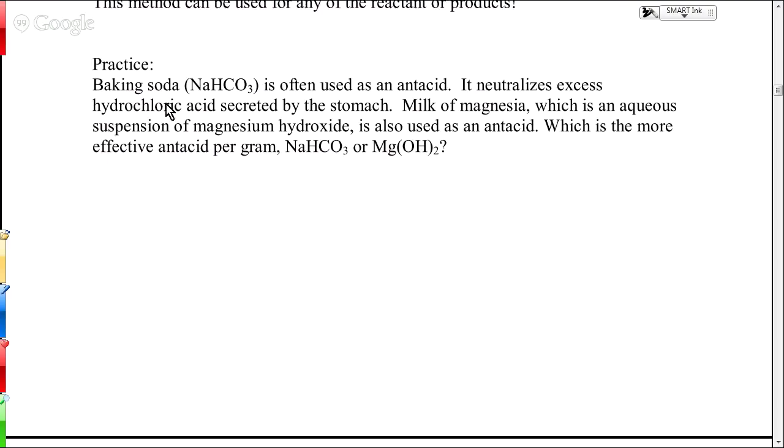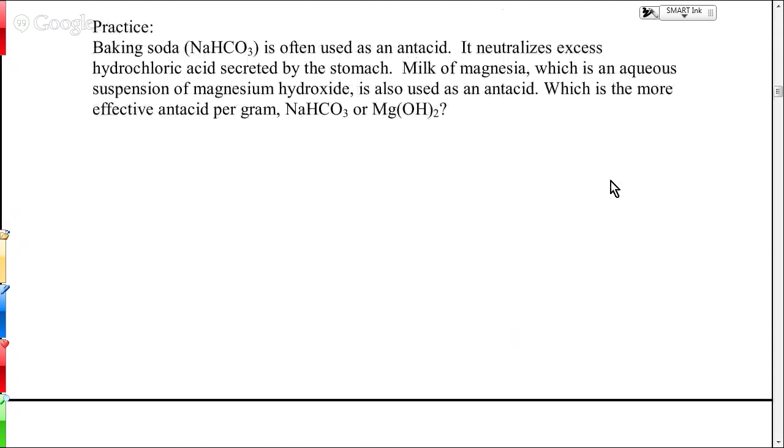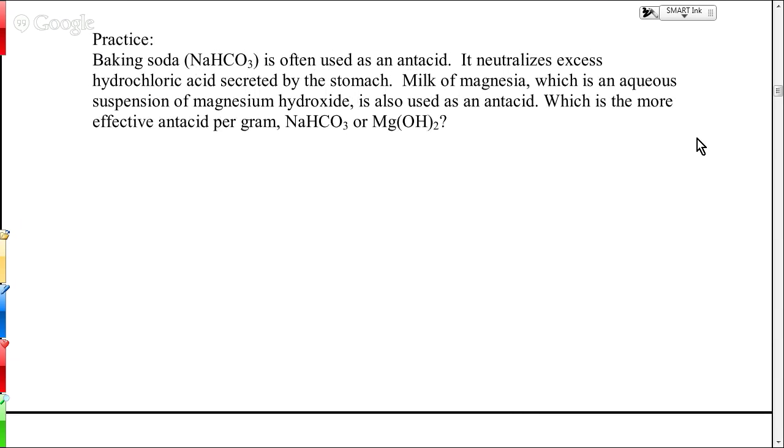Because notice it says, which is the more effective antacid per gram? That tells us that we're going to have to do some grams to moles conversions here. So I'm going to give you the equations to this, and then I'll ask you to do some of these calculations. Let's look at the two possible equations. An antacid is neutralizing excess hydrochloric acid secreted by the stomach. So we're going to take the antacid, sodium bicarbonate, an aqueous solution. That's going to react with hydrochloric acid in the stomach, which is HCl.